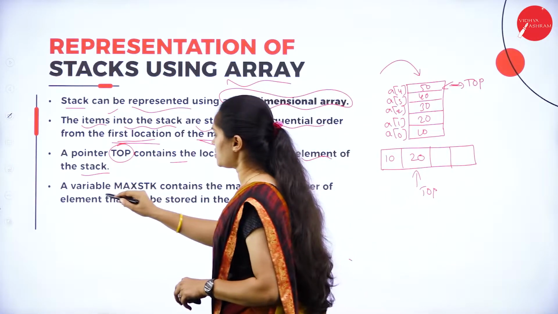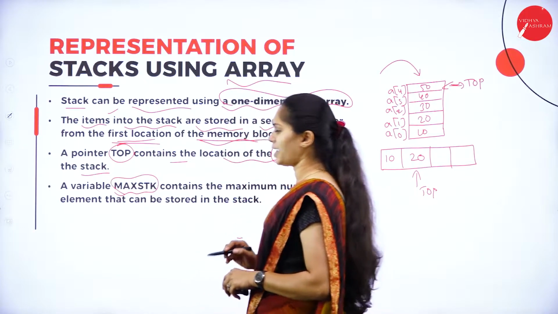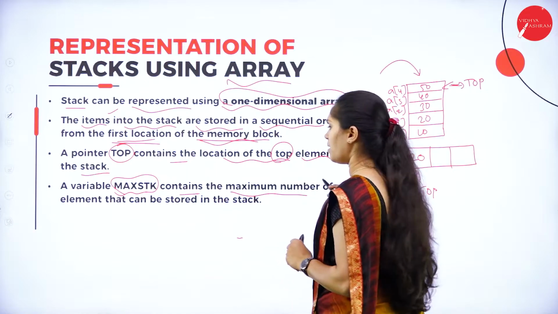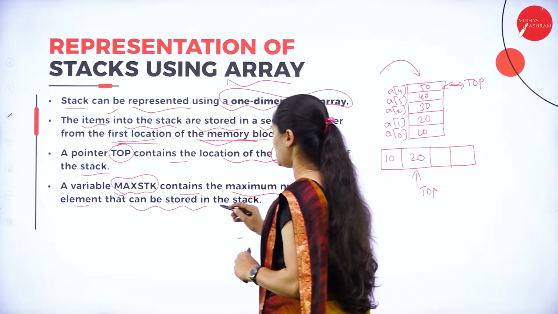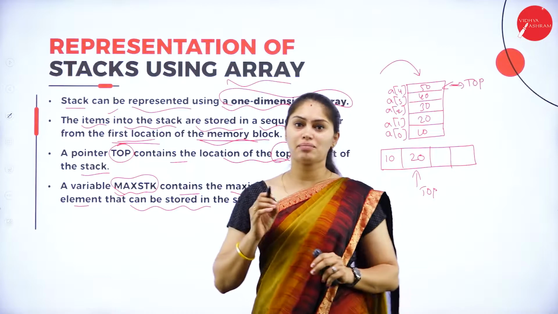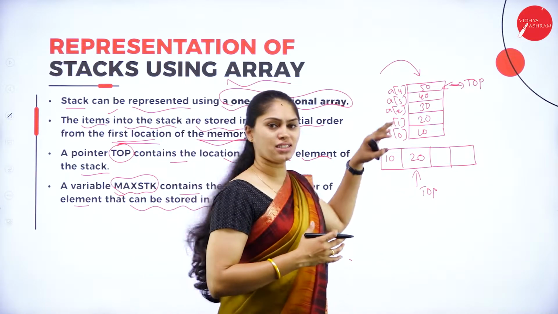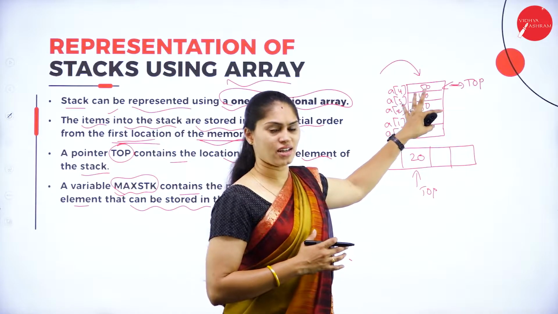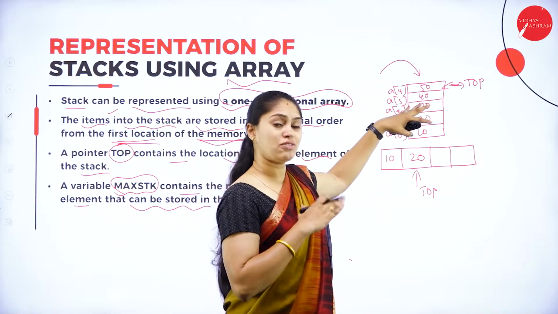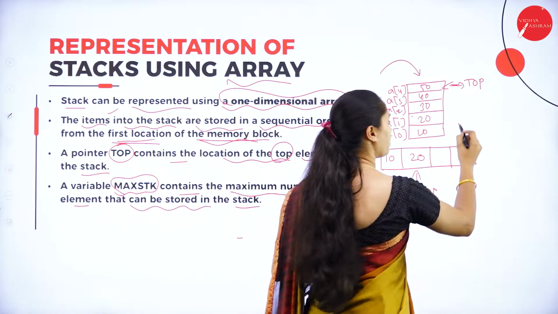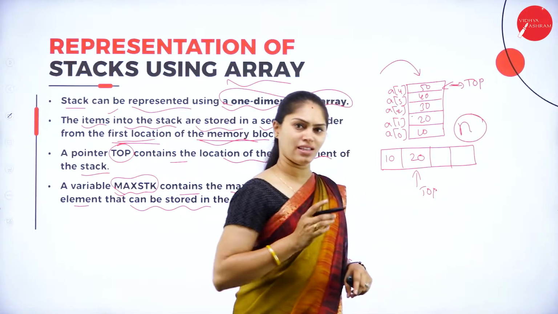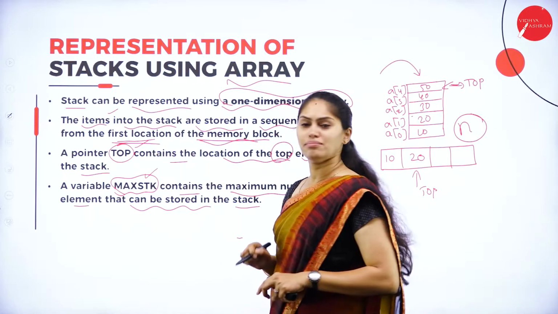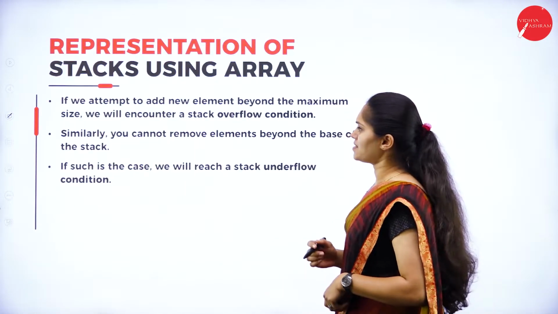And also we have one more variable called maximum STK. That means maximum of a stack, that contains the maximum number of elements that can be stored in a stack. So that mainly specifies the maximum value that I can store. For example, if I have 5 elements, that will be the maximum size. It is somehow equivalent to the n value in the array. Fine. So we have 2 variables, one is top and the other is max STK. Then how are we going to represent it?